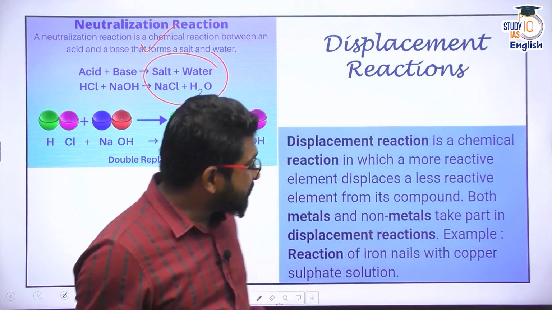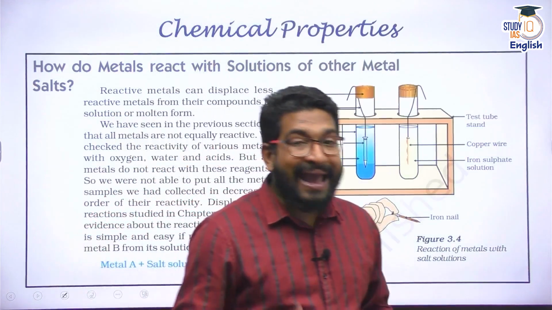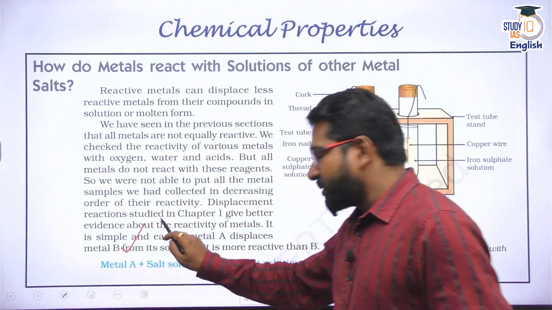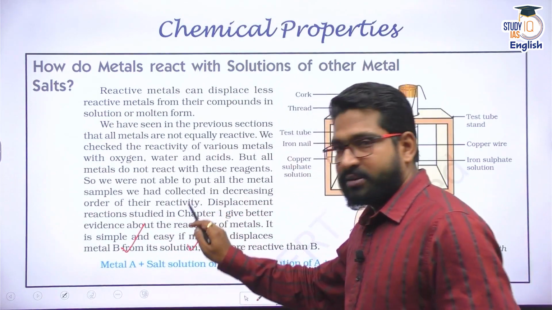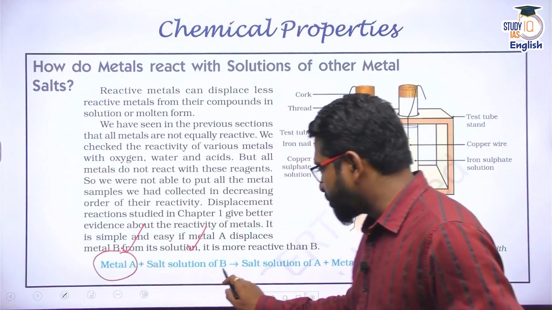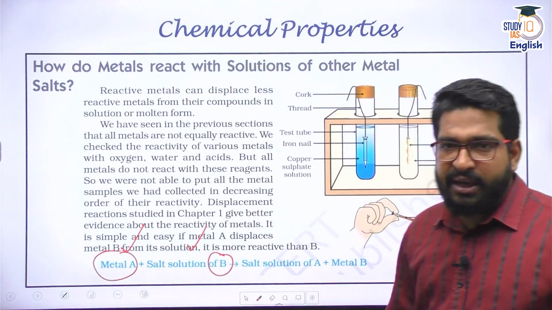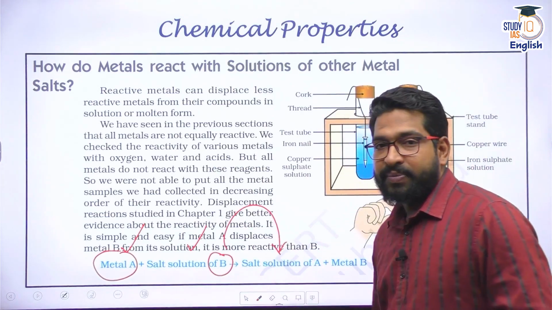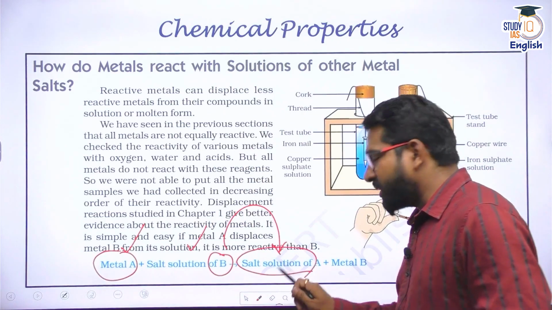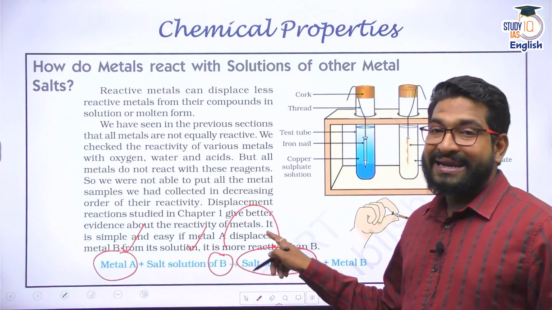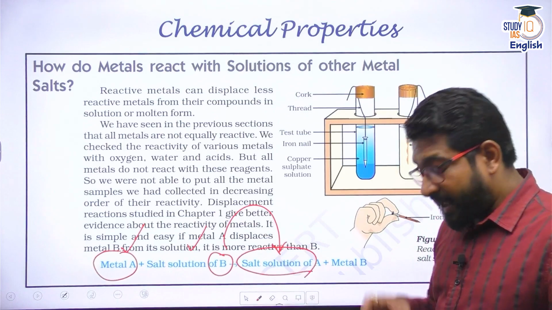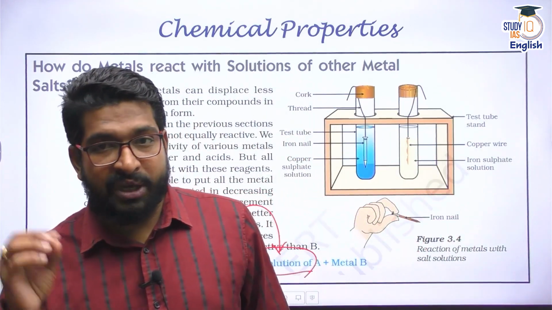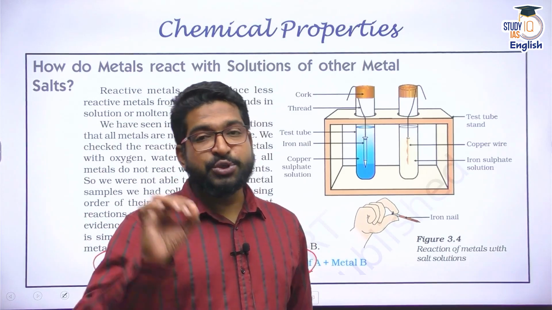But this displacement depends on the reactivity of metal. So when metal A reacts with salt solution of metal B, depending on the reactivity of that metal, the metal A can replace metal B in the salt solution. And this is called displacement reaction. But again, this depends on the reactivity of the metal. I'm putting a condition here. It depends on the reactivity of metal.